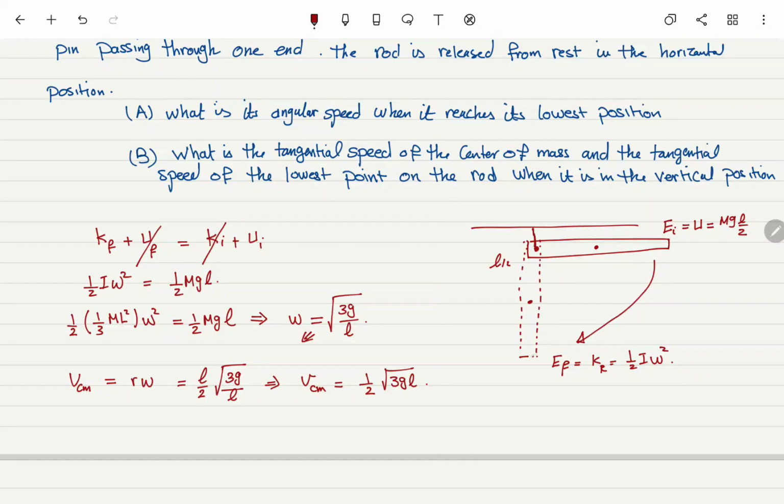Now at the lowest point here, the only difference is the distance r. In the previous case it was L over 2. Now in this case it's the whole length L. In this case V equal to 2V center of mass, or in other words V here equal to square root of 3gL.